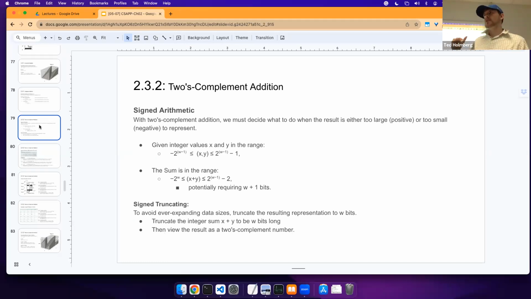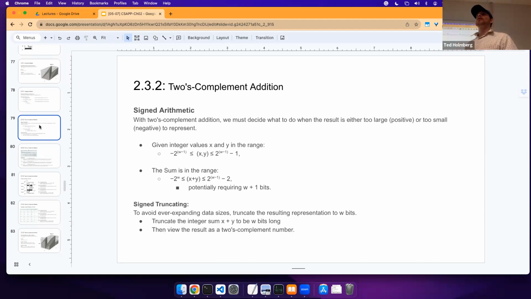Okay, so that's unsigned arithmetic. And the nice thing about unsigned arithmetic is that it does start at 0. There is no sign that can cause an addition to act like a subtraction.